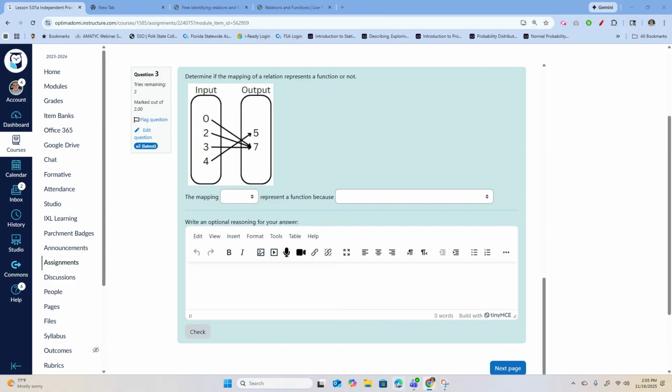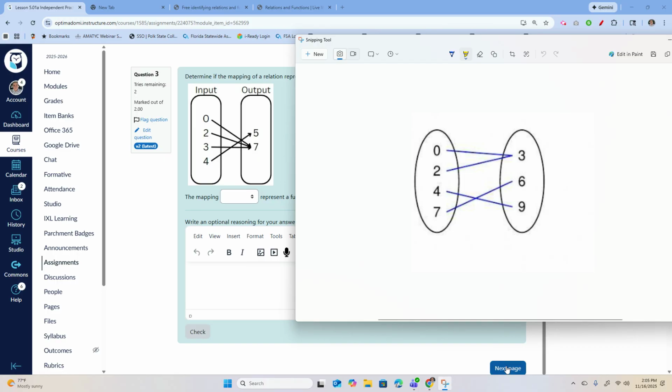Here's problem number 3. Again, I'm going to do a similar one. So here it is. Again, we're working with relations. Relations are matchings. You can see here 0 is matched with 3. The 2 is also matched with 3. The 4 is matched with 9. The 7 is matched with 6. That's what we call a relation. You're doing a matching. And remember, the first oval we call X, or sometimes we call it the input. The second oval we call Y, sometimes the output.